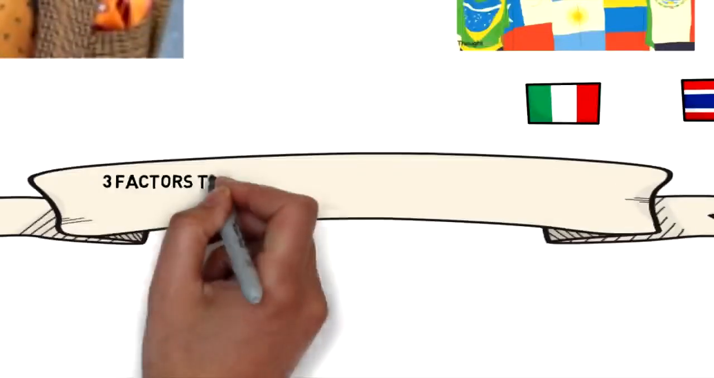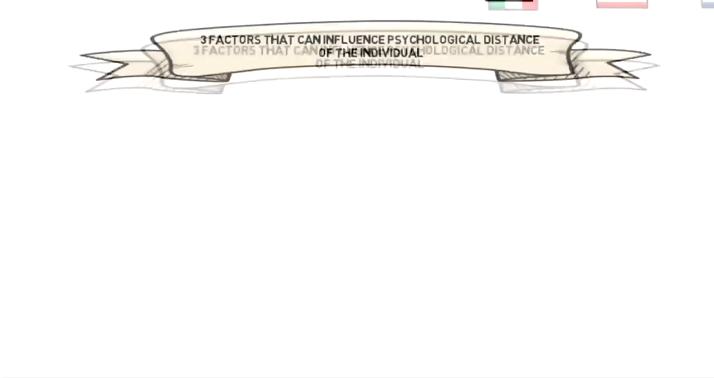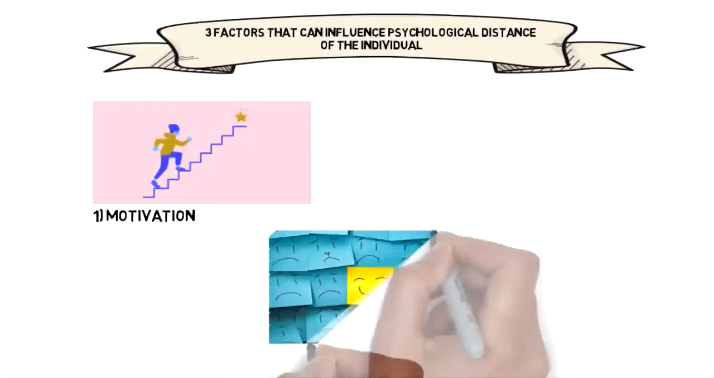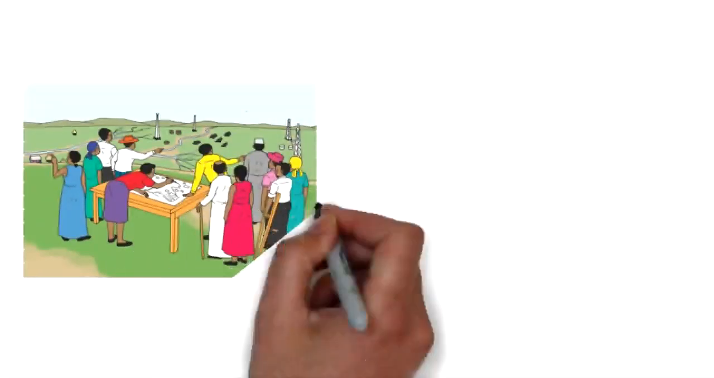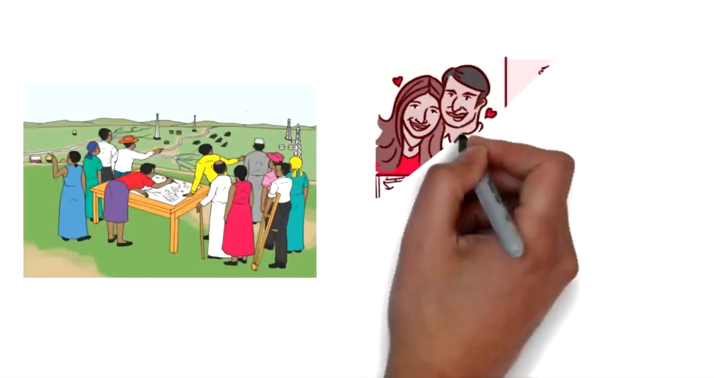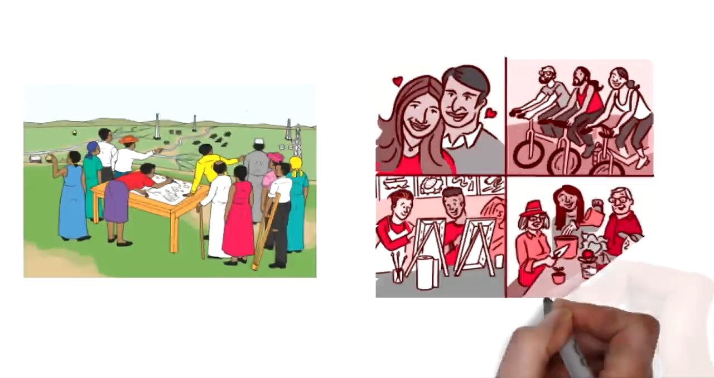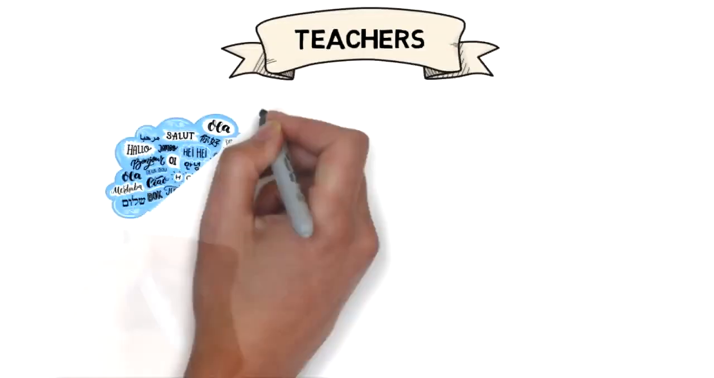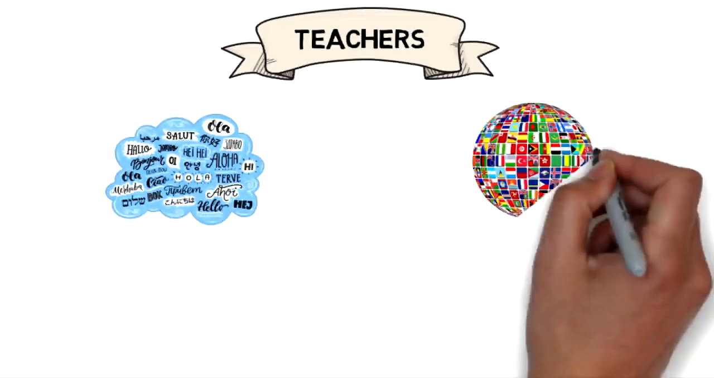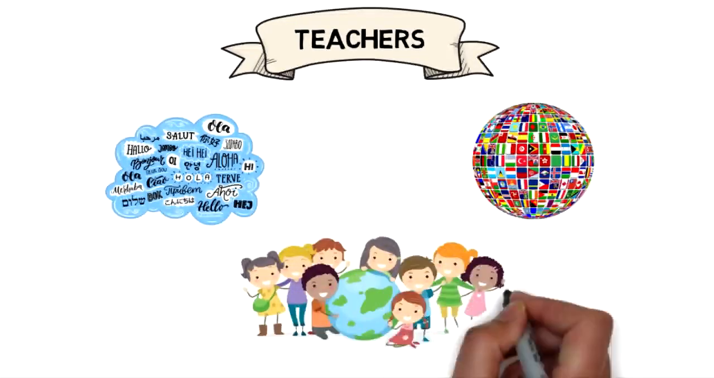There are also 3 factors that can influence the psychological distance of the individual. Number 1, motivation. 2, attitude. 3, culture shock. These only factor in if social distance influences are neutral. So, Schumann's theory does not help teachers plan instruction. Rather, it points out social and psychological aspects we should acknowledge. As teachers, we should create a classroom that builds positive social relationships. We can encourage bilingualism and biculturalism.